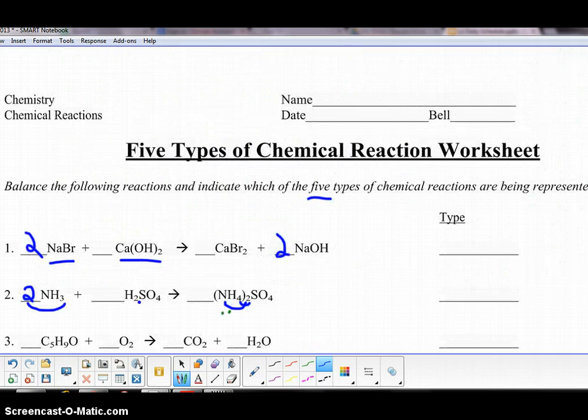Okay, I did some of these balancing for you already. A couple of them I saved because they were a little bit more difficult, but I thought the easier ones I already did for you. I still have not discussed the types of reaction. Now notice the directions say there's 5 types, so combustion is also fair game. So let's just begin. Number 1, I balanced it, if you look.